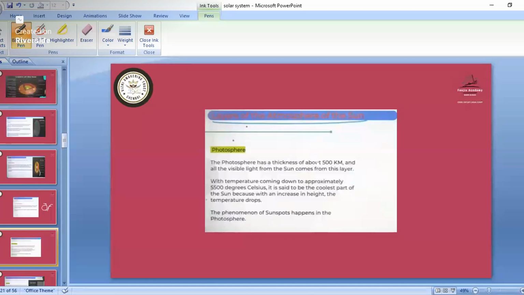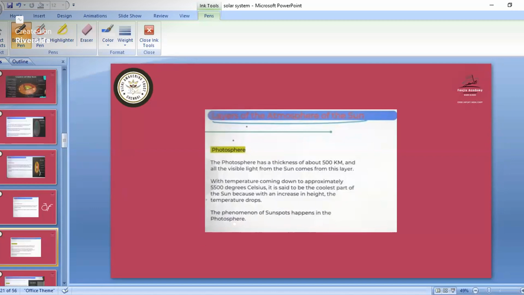The photosphere has a thickness of about 500 kilometers, and all the visible light from the sun comes from this layer only. All the visible light we receive on the earth is from the photosphere. Remember this question and answer. With the temperature coming down to approximately 500 degrees Celsius, the photosphere is said to be the coolest part of the sun, because as we go up in height, the temperature drops.